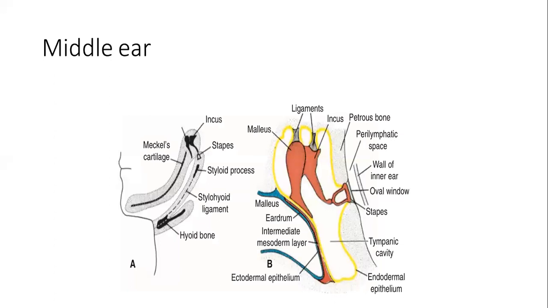Now, if we talk about the middle ear, which is also called the tympanic cavity, we'll discuss here the tympanic cavity and the auditory tube. The tympanic cavity originates from the endoderm and is derived from the first pharyngeal pouch. The first pharyngeal pouch expands in the lateral direction and comes in contact with the floor of the first pharyngeal cleft. The distal part of the pouch, the tubotympanic recess, widens and gives rise to the primitive tympanic cavity.